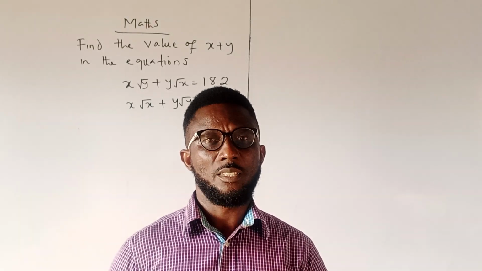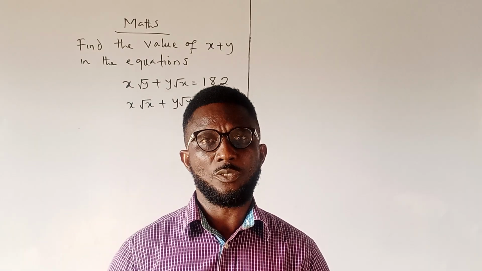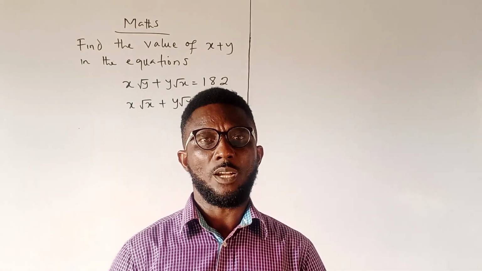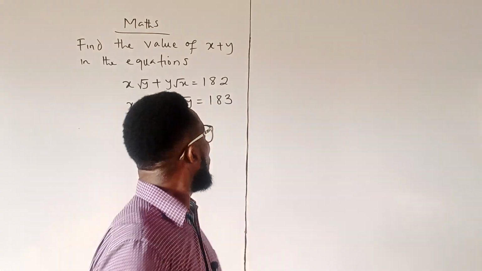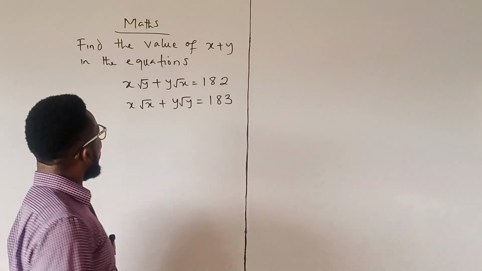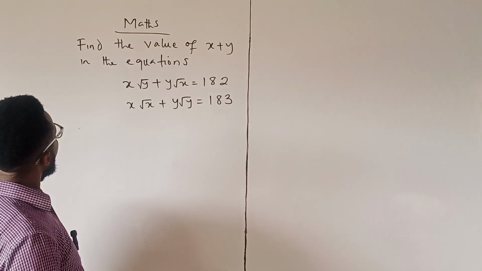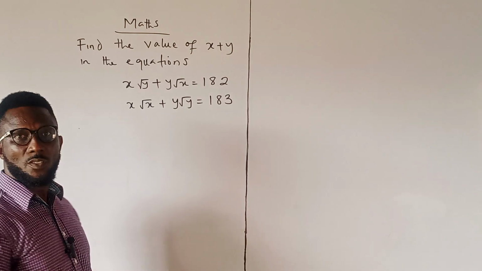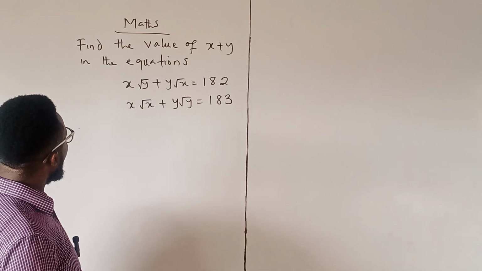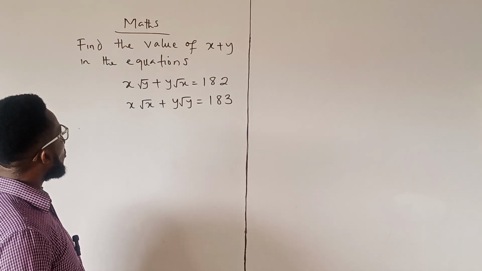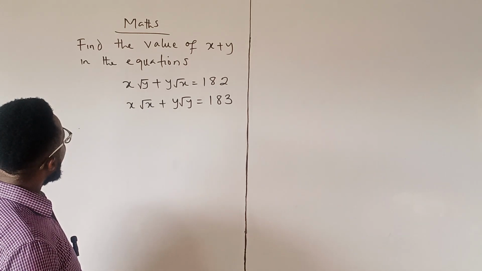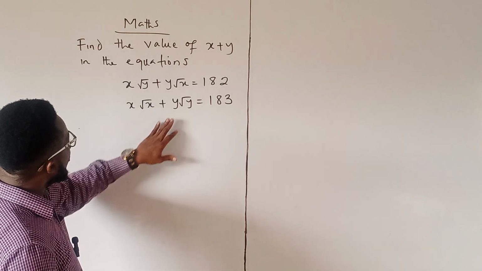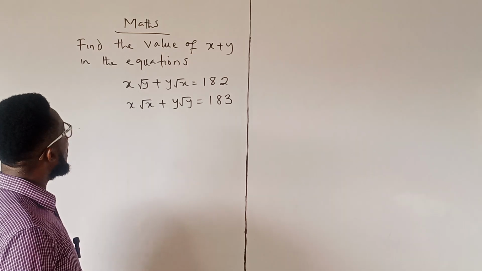In today's tutorial, I have a system of radical equations to solve. So let's look at the problem and the solution together as always. We have to find the value of x plus y in this pair of simultaneous radical equations. We have x rad y plus y rad x equal to 182. Then we have x rad x plus y rad y equal to 183.